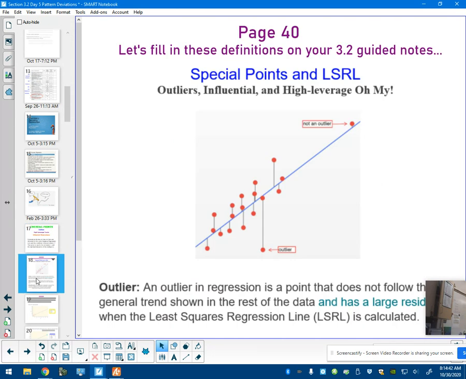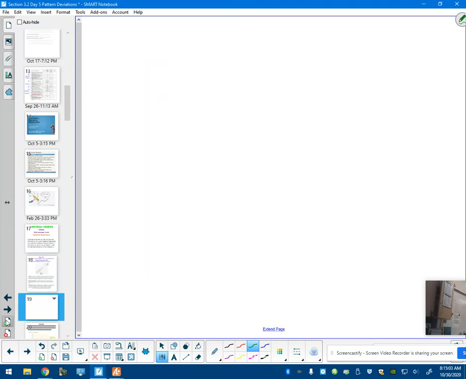All right, so this is page 40, but you don't have to turn there, and you don't have to write all of this down. But here is a graph, and we have a couple of points here, this guy and this guy. So on page 7 at the top, you have outlier.